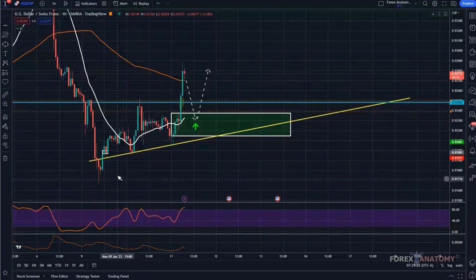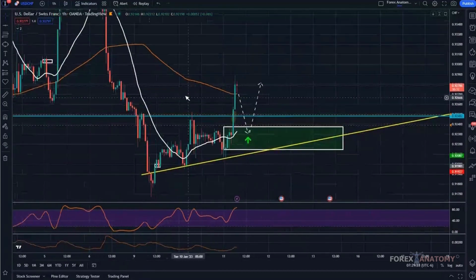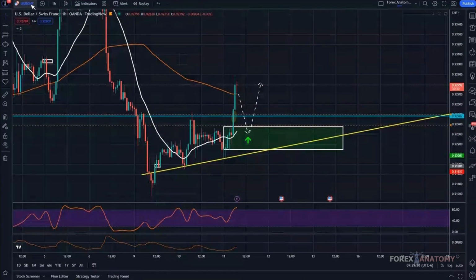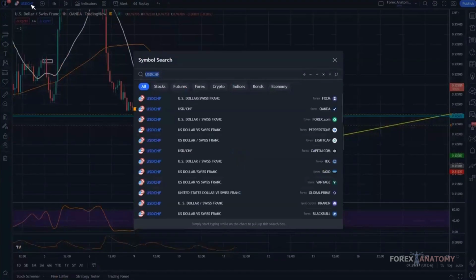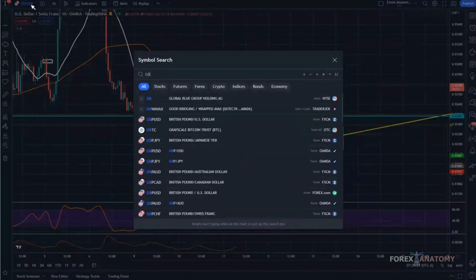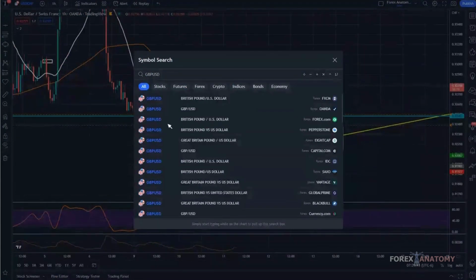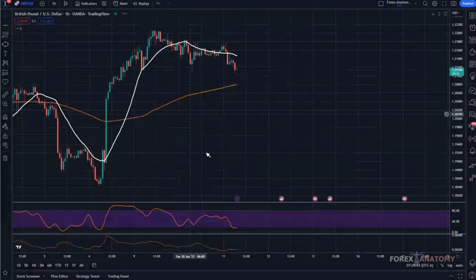So, all right, let's do this one. Let's do pound USD, since that is one that quite a few traders from our group like to trade, pound USD.